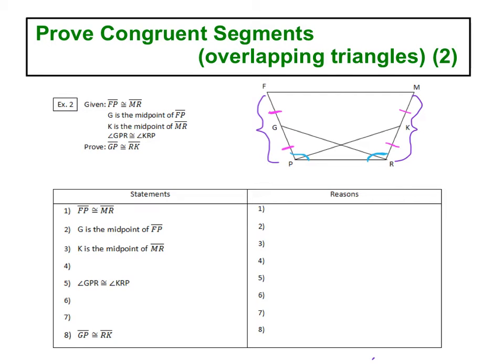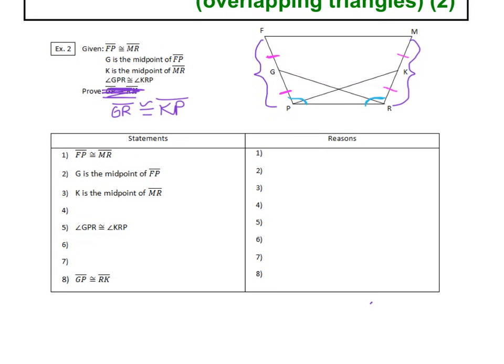Actually, we're going to change that. So if this is not changed in your note packet yet, I apologize. I forgot that was a change we had to make. So GR is congruent to KP. That's what we are trying to prove. And then down here, I'm going to go ahead and make that change because that's going to affect our last line right here. That's going to be GR is congruent to KP. Okay, back to our figure.